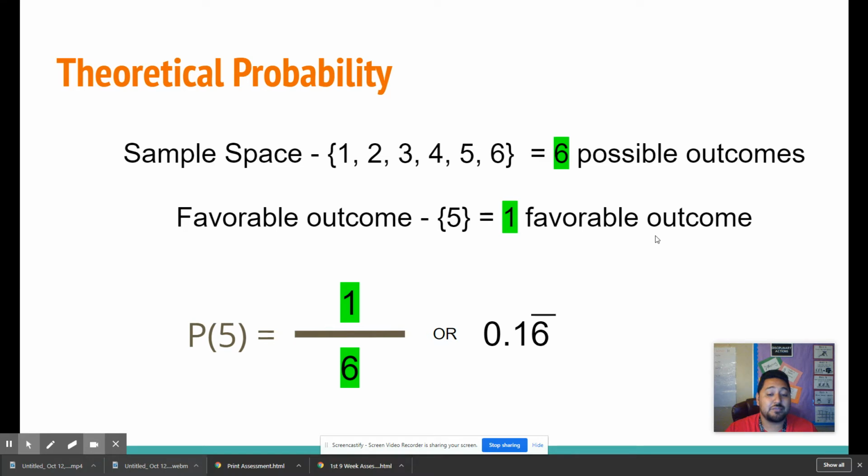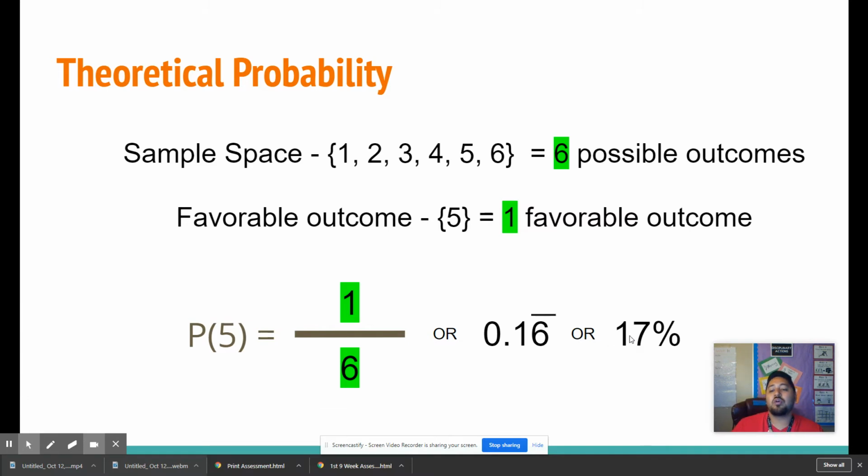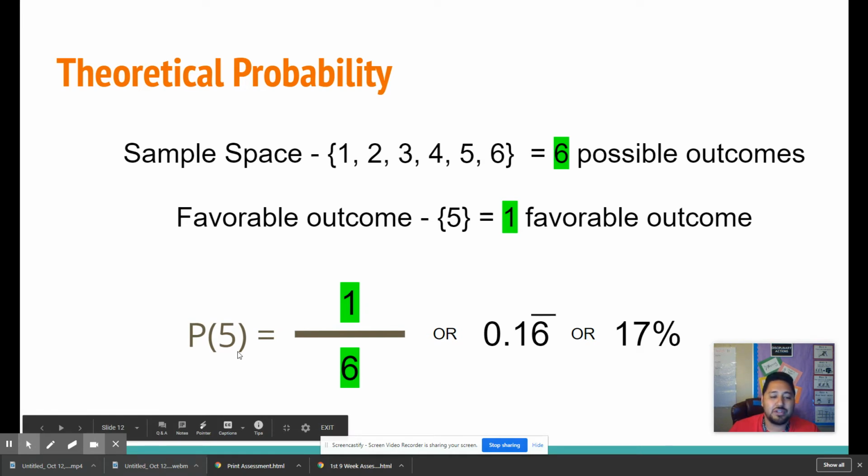Or that's 0.16 repeating, or 17%. I rounded that last 6 because it's 0.166, which rounds up to a 7. And so you can have it as 1/6, or if I divide top and bottom, I get 0.166 or 17%. Okay, so I set this up by saying there's one favorable outcome over 6 possible outcomes. You have a 1 in 6 chance of rolling a 5.